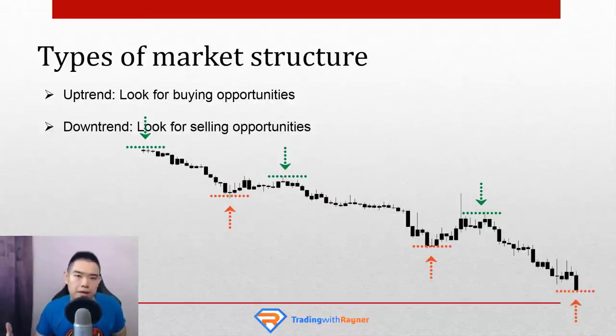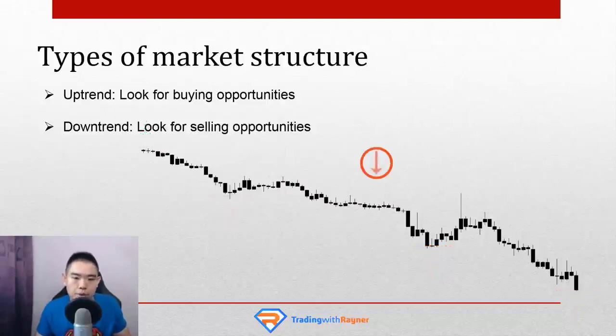So if you see a market is in a downtrend, then what should you be doing? Buying or selling? Well, the path of least resistance is towards the downside. So promise me when you see a chart that's in a downtrend, you only think of selling opportunities. Okay, that's the path of least resistance.